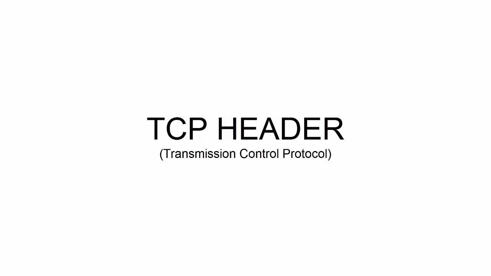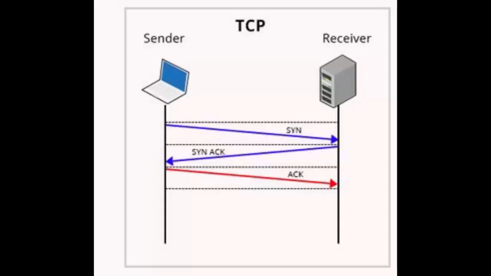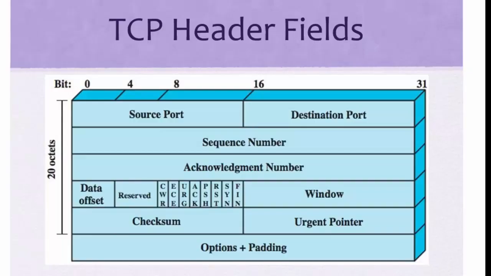So now in this lecture we'll talk about the TCP header. What really is this TCP header? TCP basically means Transmission Control Protocol, and it is a reliable transport protocol as it establishes a connection before sending any data, and everything that it sends is acknowledged by the receiver. In this lesson we will take a closer look at the TCP header and its different fields.